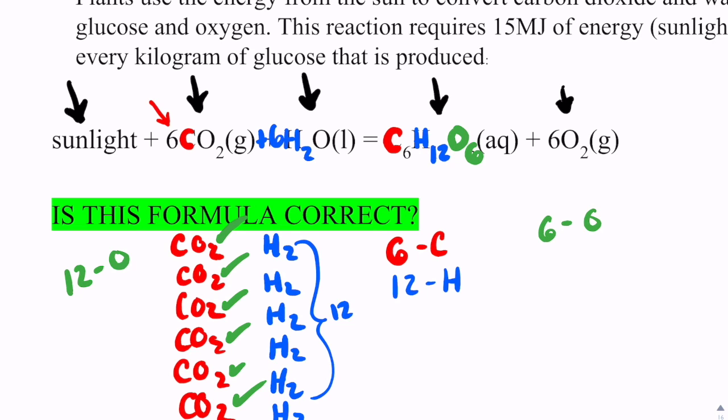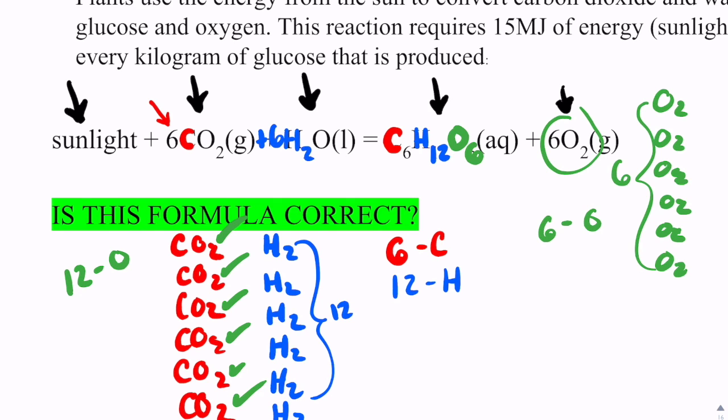And then over here, this 6O2, that's like us saying O2, O2, O2, 1, 2, 3, 4, 5, 6. So if we add all those up, you have 6 more oxygen. 6 and 6 get you 12 total oxygen. Now you have a balanced chemical equation.